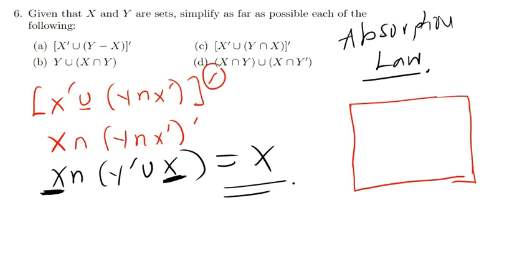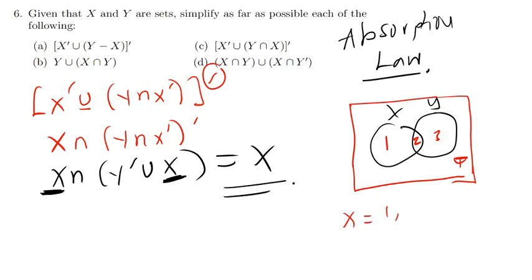So if you don't understand absorption rule, then we go back to grade 10. We use the Venn diagram. So we have two things, x and y. So I want to show you why it is x. So pick any number, you just put 1, 2, 3, then outside put 4. Now let's list x. X is 1, 2. Then what is y complement?